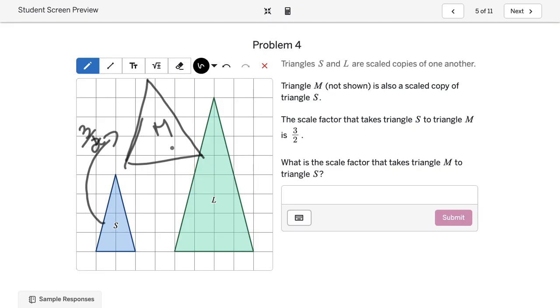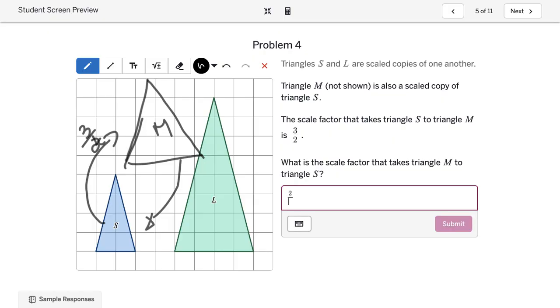Now, what if they asked, hey, take the copy and go back to the original. What's the scale factor that would take us back to the original? Well, if going there was 3 over 2, going back, it's going to be a reduction, and it's just going to be the reciprocal of whatever the scale factor was that got us there to begin with. So in this case, 2/3.